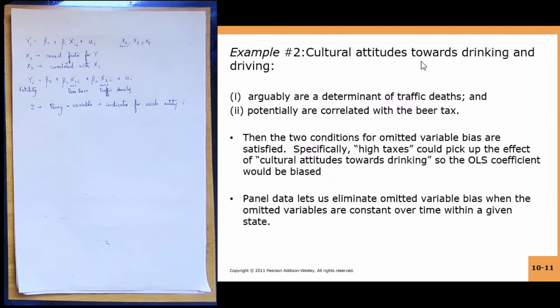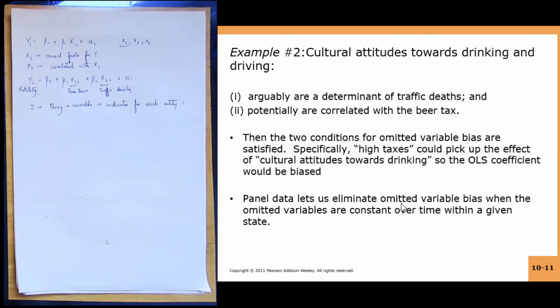Similarly, the second example is of cultural attitudes towards drinking and driving. Again, cultural attitudes are a determinant of traffic deaths. So x3 is a determinant of y, and x3 is probably associated with x1, that is, where people are more lax about drinking and driving, in those states maybe the beer tax is also lower. So the two conditions are satisfied. So high taxes could pick up the effect of cultural attitudes towards drinking. So if you don't include this variable, the beta 1 for the taxes will be biased.